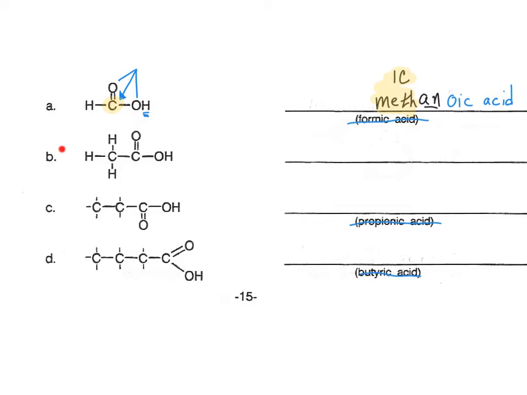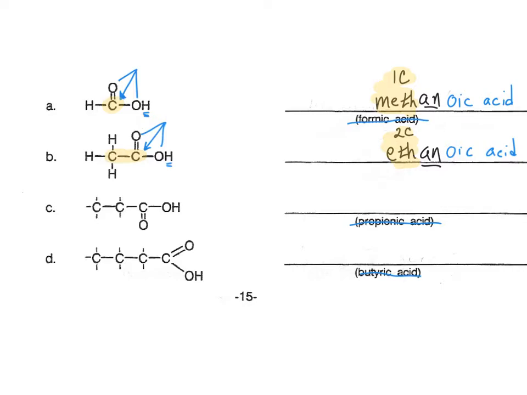Let's look at compound B. Here we see we have a C double bond OOH. That is our functional group, telling us that we have an oic acid. In front of that, we'll put AN to indicate that it is all carbon-carbon single bonds. And in front of that, we're going to put in how many carbons are in the main chain. Make sure you include the carbon that is on the carboxyl group so that we count correctly. Here we see 2 carbons, and so this is ethanoic acid. Again, no number on here, so the name is done.